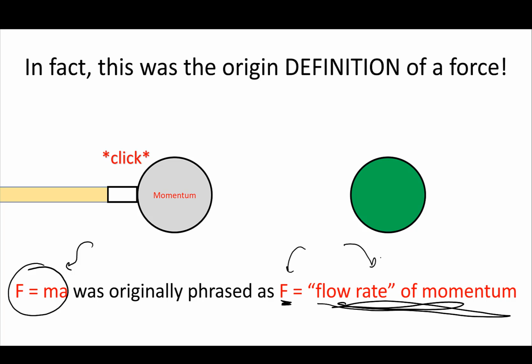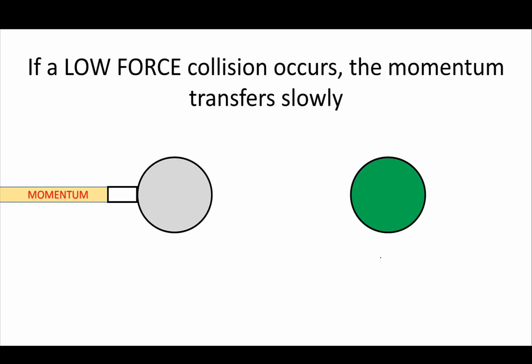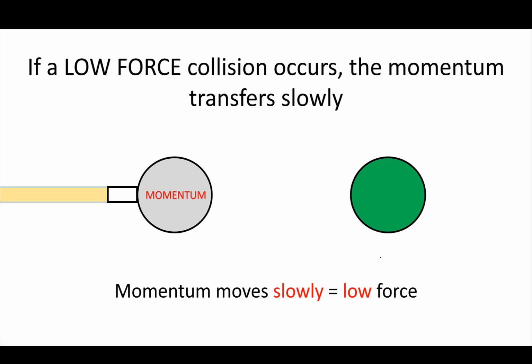That's literally the definition. If a really high force collision happens, then you transfer momentum really quickly. So if you hit the white pool ball really hard, the momentum transfers quickly. If a low force collision occurs, you have a very slow momentum transfer. So the momentum transfers very slowly from the pool cue into the pool ball. So if the momentum moves slowly, you have low force.